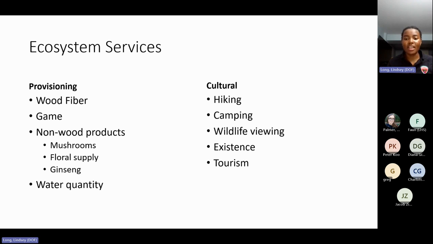Cultural, on the other side, is things that you experience. So the hiking, the camping, it could be religious, it could be aesthetics. Existence is a funny one. And tourism is a good example.